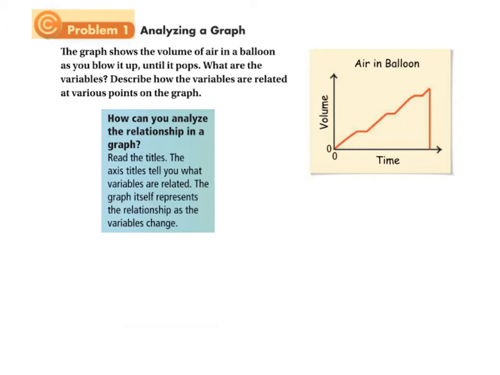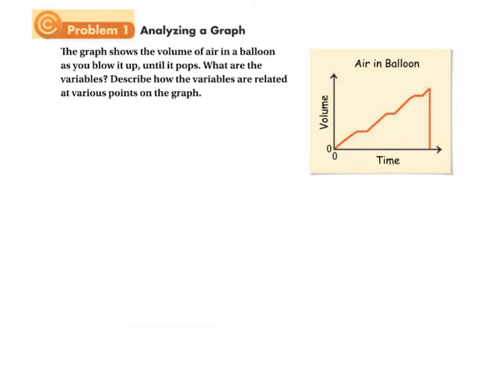If we read all the titles, first of all, air in the balloon is the full title of the graph. And then we read the titles of the variable quantities, time as time goes by, and the volume as the volume increases. The axis titles tell you what variables are related, so time and volume. And the graph itself represents the relationship as those variables change. So describe the variables, how they change at certain points.